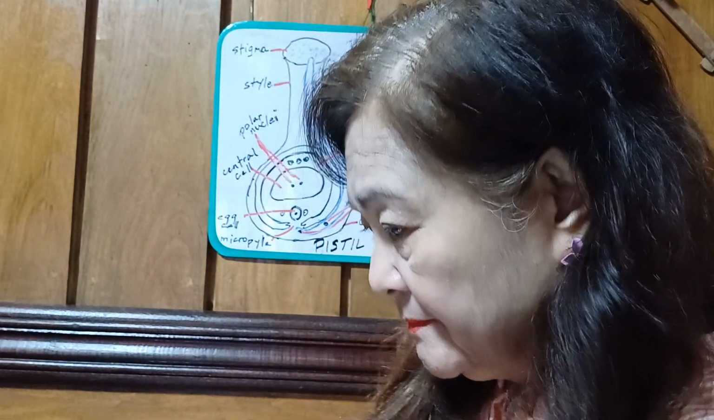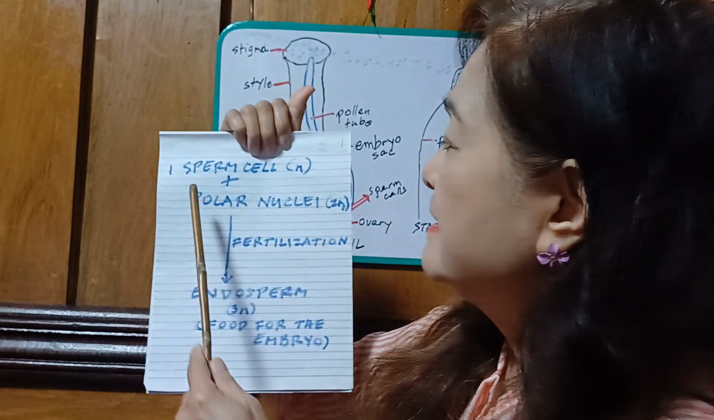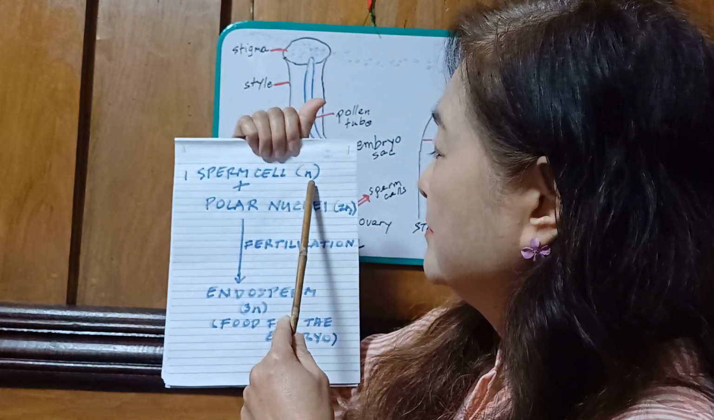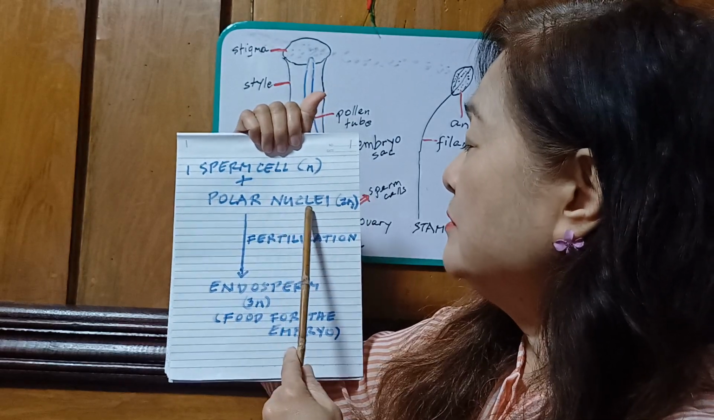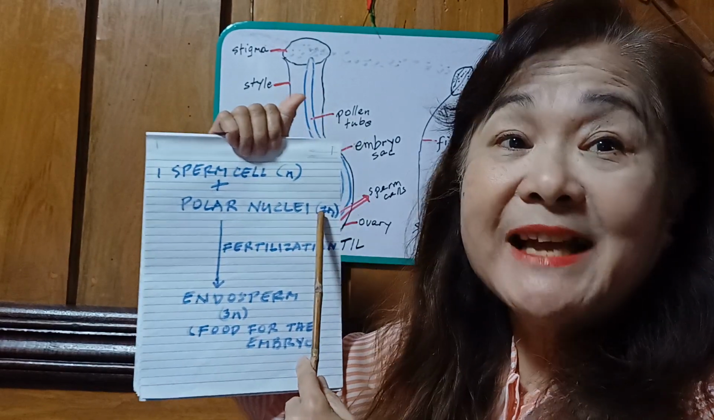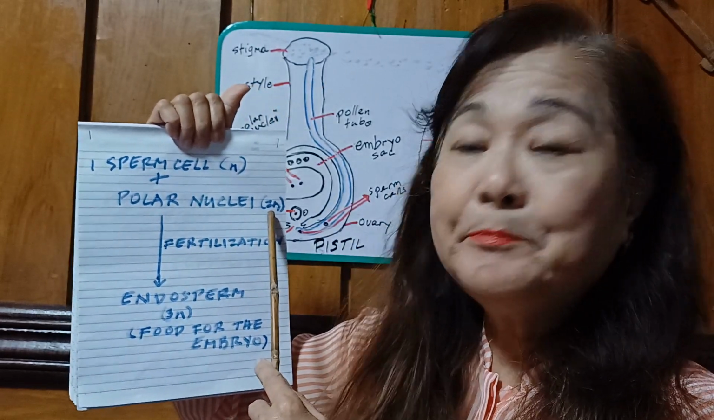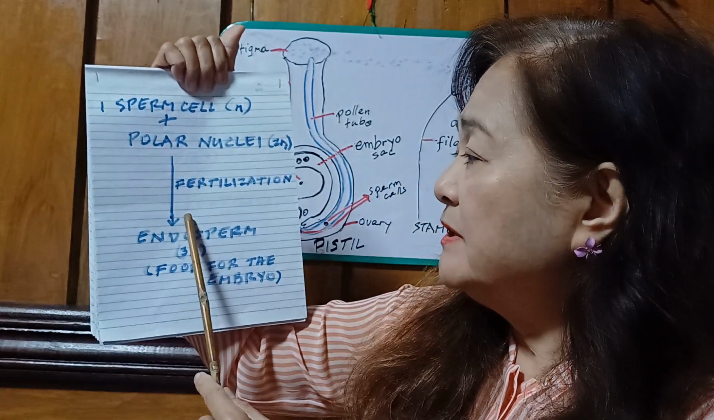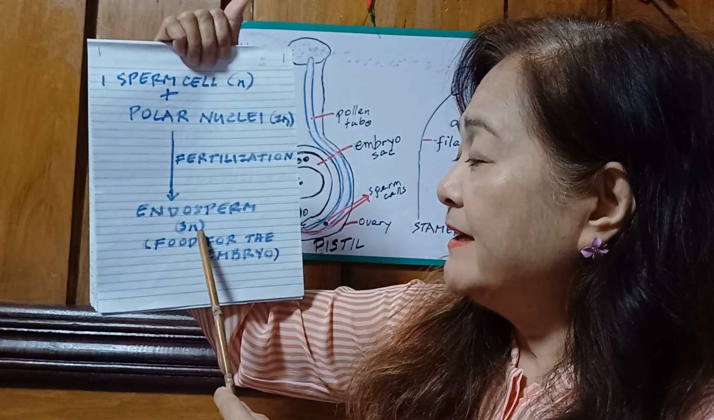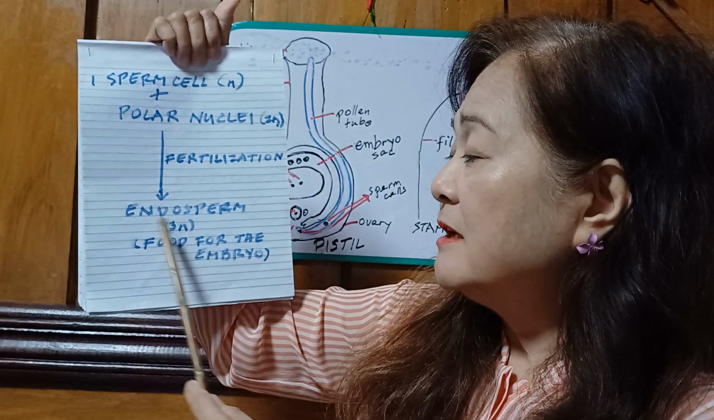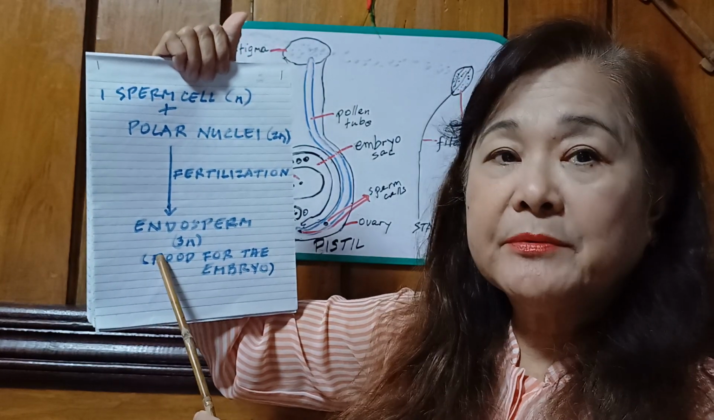And then the second sperm cell, which is also haploid, will fertilize the polar nuclei. Note the polar nuclei are two of them, each one being haploid. So together we describe them to be 2N or diploid. In the process of fertilization, the union of these will form a 3N or triploid structure we call the endosperm, which will serve as the food for the embryo.